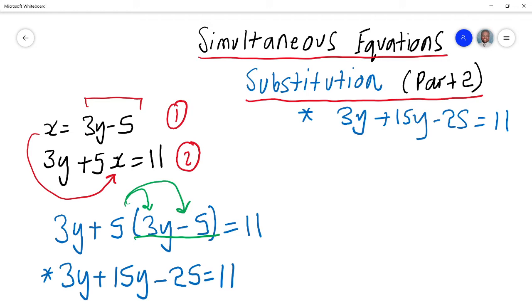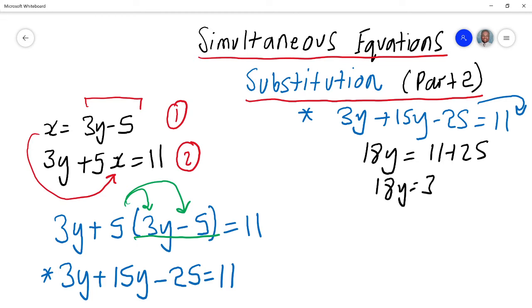All right, now what I can do here is I've got 3y and 15y as my like terms, and then I've got negative 25. What I can do is I'll move negative 25 over there, and the sign will change to be positive 25. All right, so that's going to be 3y plus 15y, by now you guys know that, which is 18y, and then you're going to get 11 plus 25, all right? So 18y equals 36, therefore y is equal to 2, all right?